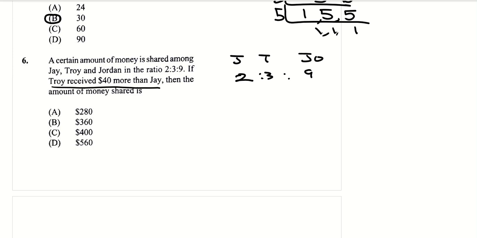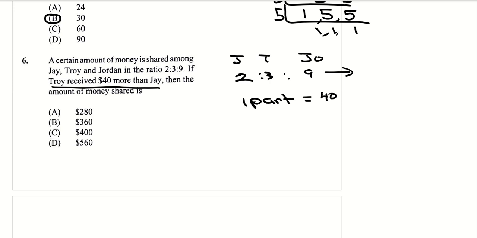So in parts, we're looking at the ratio as parts because this is a proportion. What is the difference between Jay and Troy? The difference between Jay and Troy is 3 minus 2, which is 1 part. So we can say that 1 part, which is the difference between Jay and Troy in the ratio, is equal to 40.